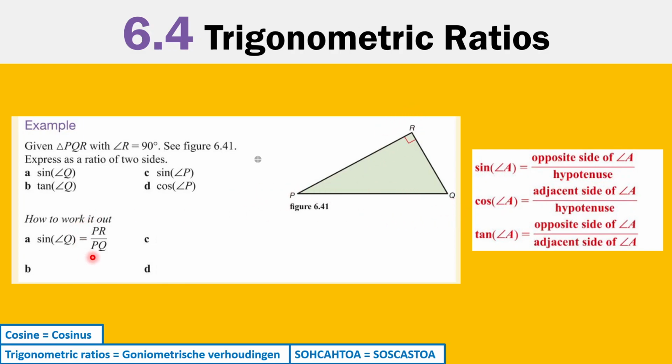They want you to write it down like this, and I want you to write it down like that first in all your calculations as well, just as a safety net. The tangent of angle Q, well, tangent, TOA, I need to find the opposite side of Q and the adjacent side of Q. Opposite is still PR divided by the adjacent, that's here QR, right? Not QP or PQ, because PQ is the hypotenuse. So here you find PR divided by QR.